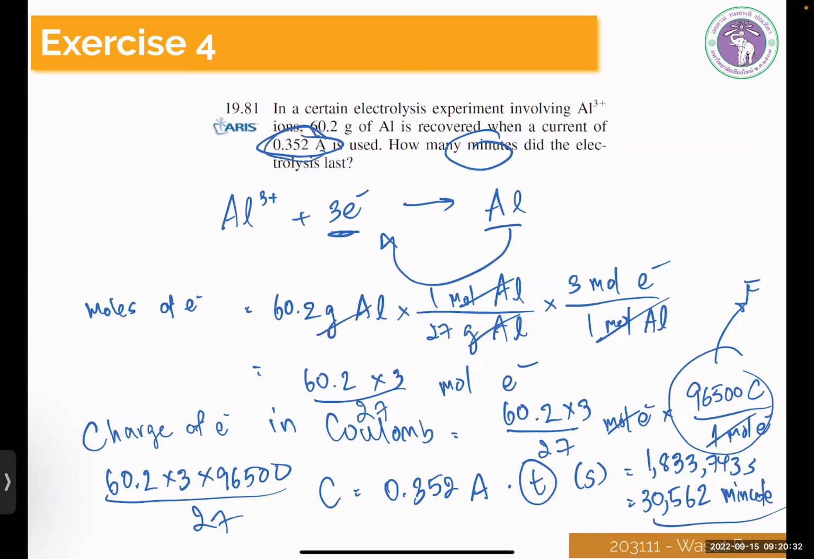Because we use a lot of small currents. Normally, when you do electrolysis to get metals like this, the current is much higher than this. This is just too small. That's why it takes about 30,000 minutes just to get 60 grams of aluminum. Okay, any questions?